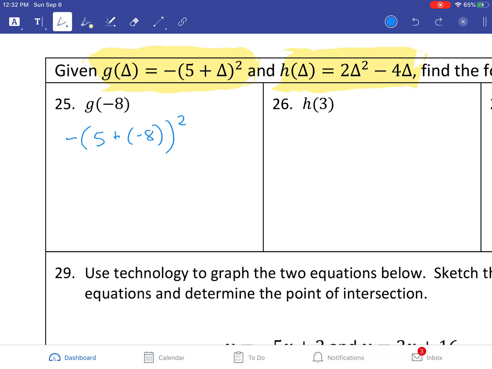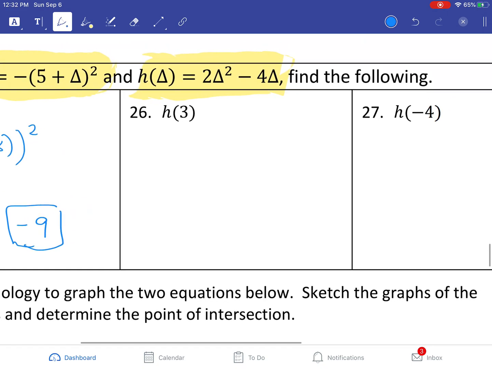Let's erase that. Okay, now we combine our like terms. We've got 5 minus 8 is going to be negative 3. So we have negative and then negative 3, and then squaring that. If you have negative 3 squared, you don't multiply first, so it's not negative times negative 3. It's negative 3 squared first. Negative 3 squared is going to be positive 9. There's going to be a negative out in front of it. So the answer is going to be negative 9.